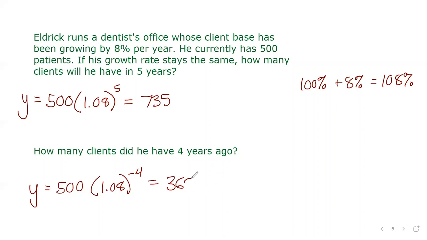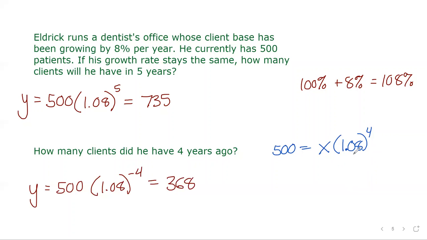So this is a neat way that you can sort of go forward or backward in time, either way, using positive or negative exponents. I'll show you just so you can see it, one other way that you can set up this question. You could say that, well, the result of getting 500 clients came from, well, we don't know what his starting point was 4 years ago, but from that starting point 4 years ago, he had an 8% increase 4 times. And the math is going to be exactly the same.